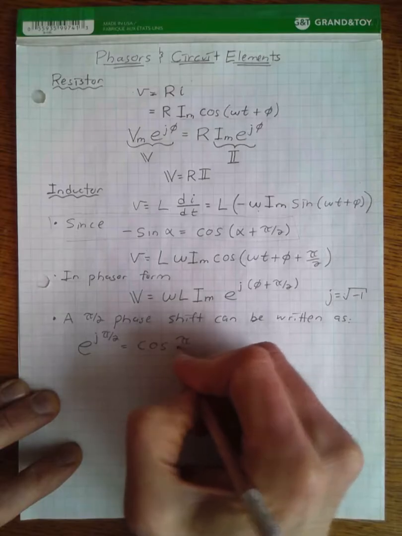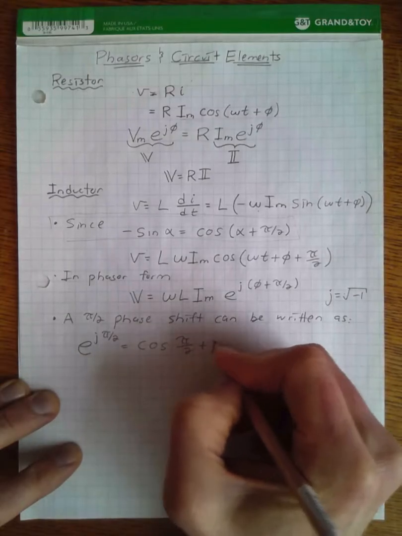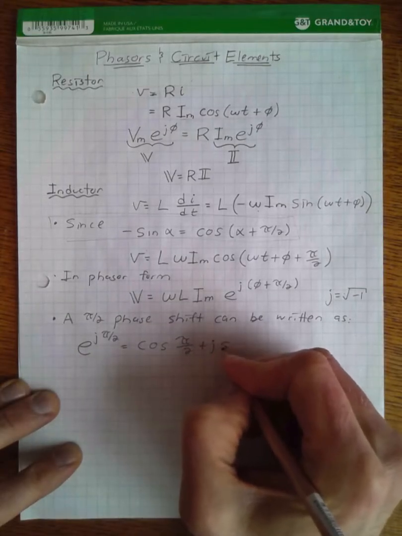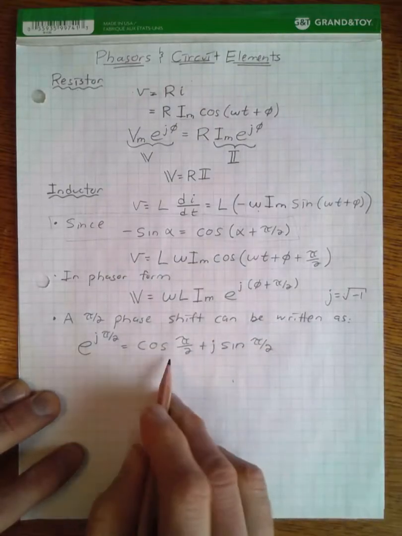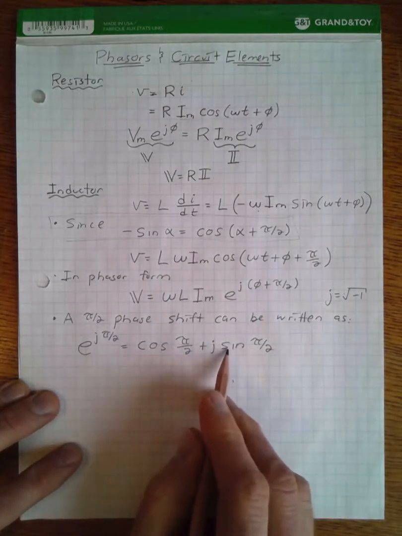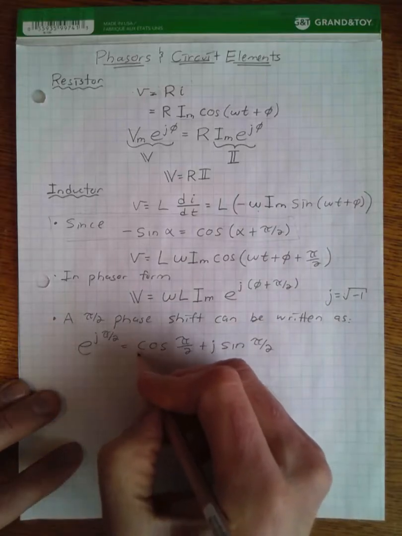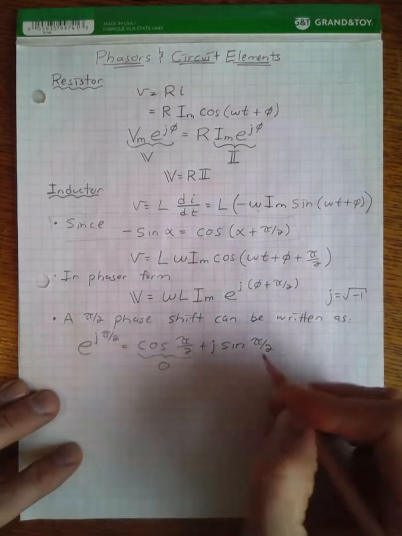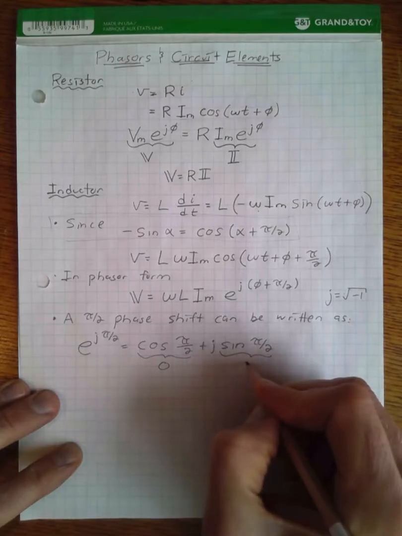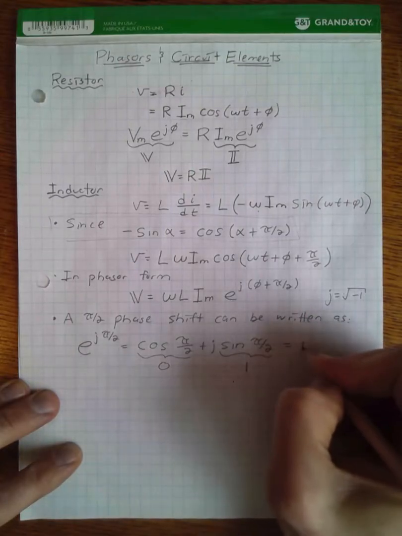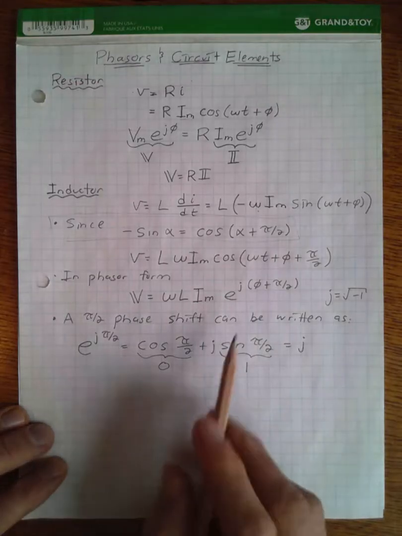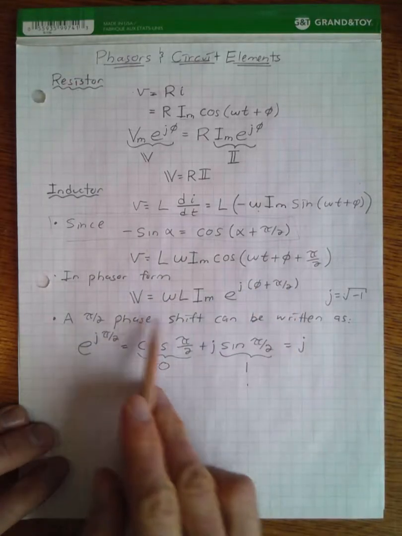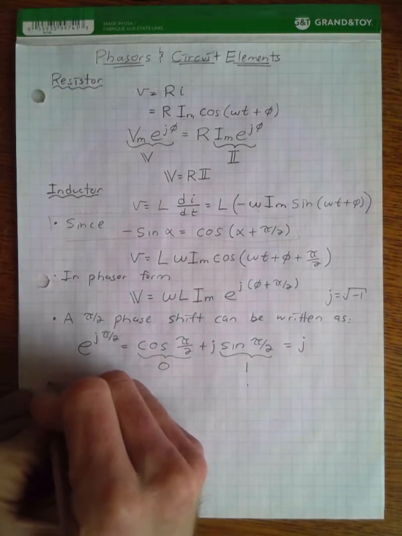This is equal to the cosine of pi over 2 plus j of sine pi over 2. Of course, the cosine of pi over 2 is 0, and so this term is 0. The sine of pi over 2 is 1, and so this is just equal to j. And so let's revisit our inductor voltage.